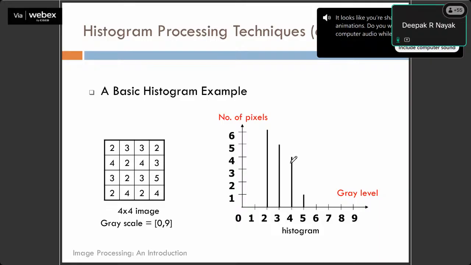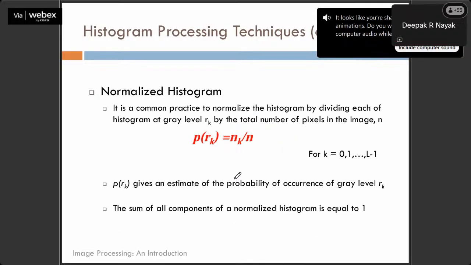And this is how, if a small image is given to you where the pixel values lie from 0 to 9, I'm not considering the grayscale image where the pixel values lie from 0 to 255. I'm just considering a small image having size 4 cross 4. There are 16 pixels, with grayscale values lying from 0 to 9, and we draw the histogram corresponding to this image. You can see all pixel values are either 2, 3, 4 or 5. So this is how you can draw the histogram, showing how many times each value is present in the image.